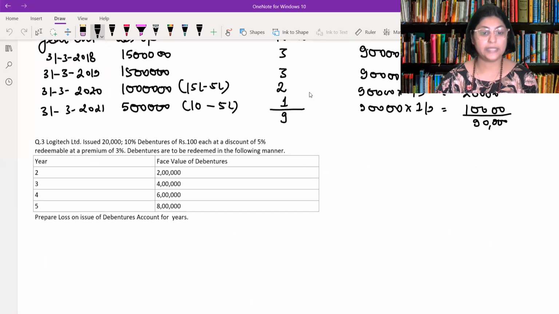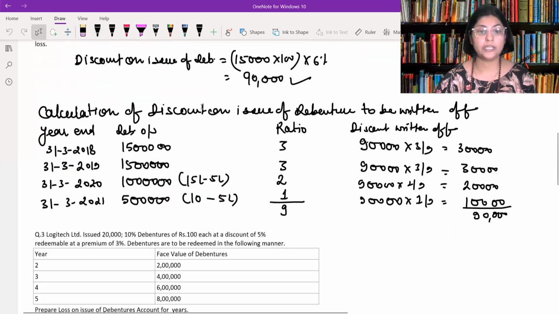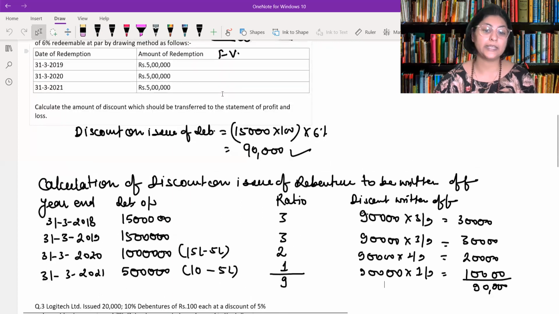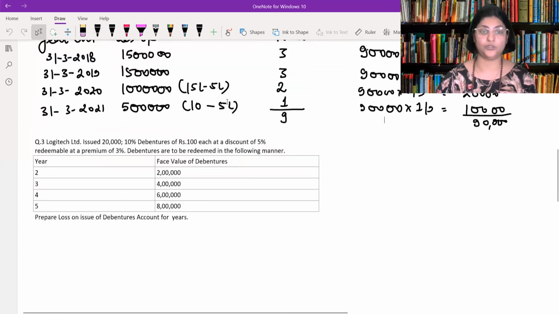Now let us move to the next question, where the amount of draw of lots is not in equal installments. Like in this question, the debentures were redeemed by draw of lots, but each installment was the same: 5 lakh rupees, 5 lakh rupees, and 5 lakh rupees. But in the next question, there is an unequal installment. Let us understand how to deal with this question.